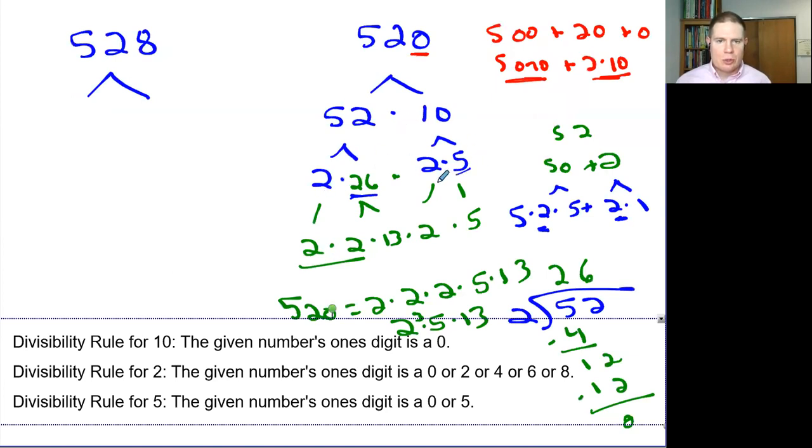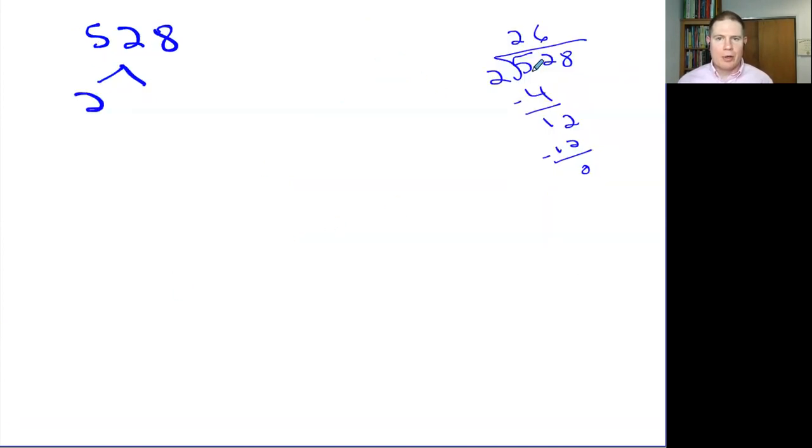2 times all of this, well, that's 10 times 26. 2 times 260 is 520. But I don't want 520, I want 528. So I need 2 times 264, because 2 times 4 gives me 8, and I have remainder 0. All right, so 2 times 264.